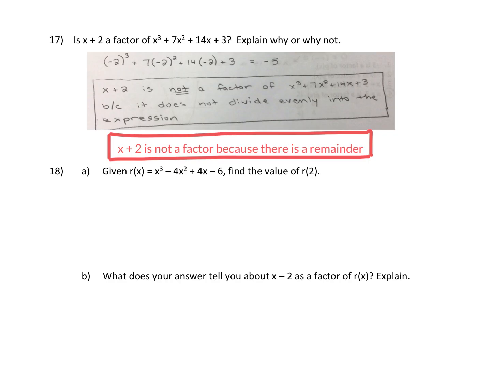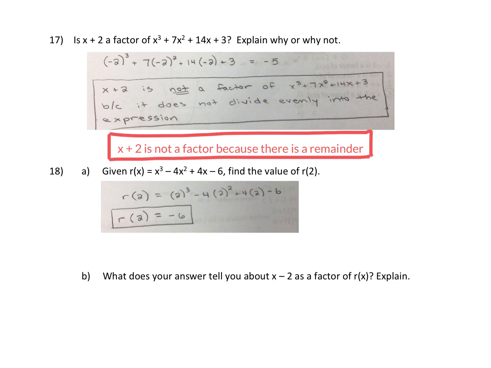Okay, number 18. Given r of x, they first want us to find the value of r of 2. So all we're doing is replacing this x with a 2. When we do, we wind up getting r of 2 equal to negative 6. Now, you don't actually have to show any of this work. If they give you a function and they want you to substitute the x with a 2, you can just write what I have boxed off here. You could write r of 2 equals, and just write its value.